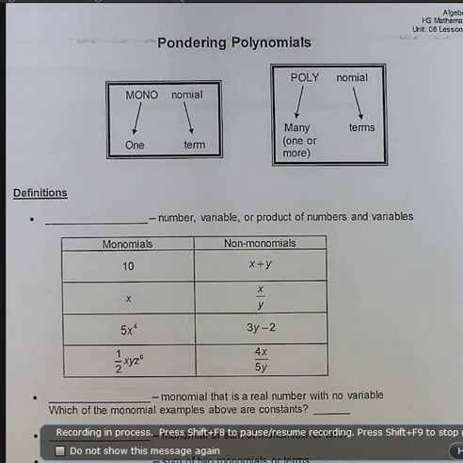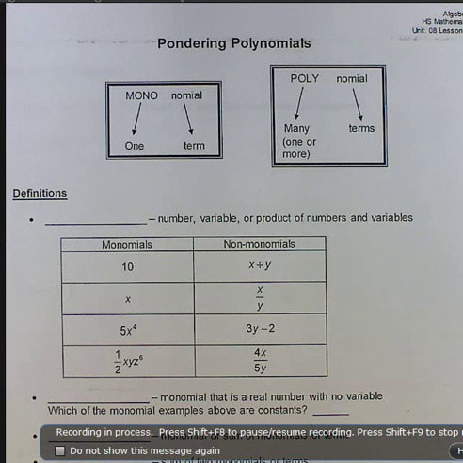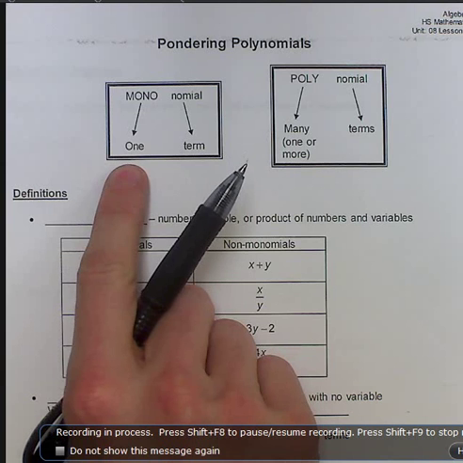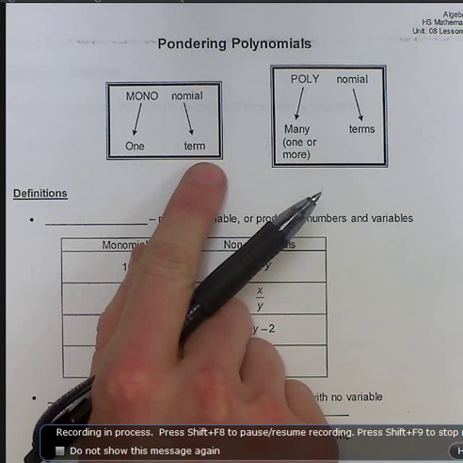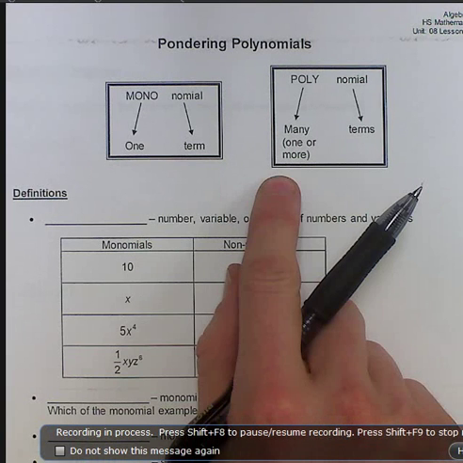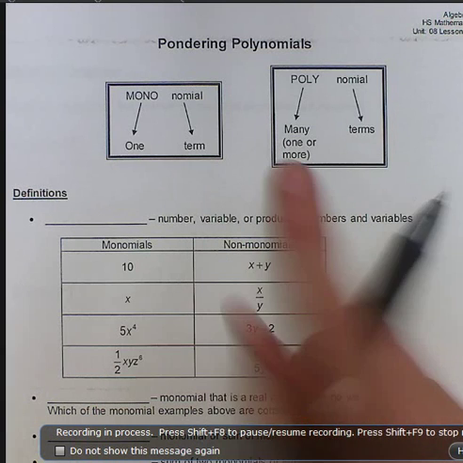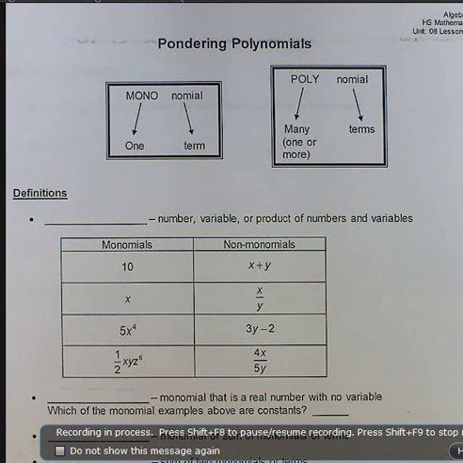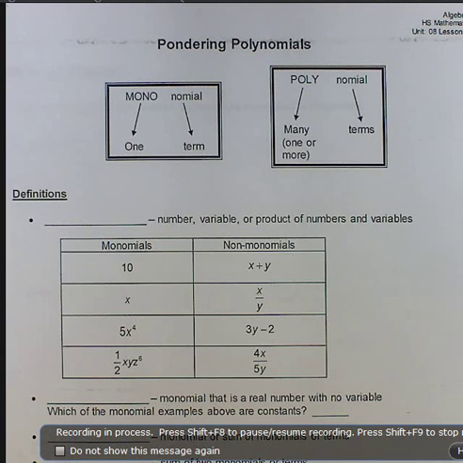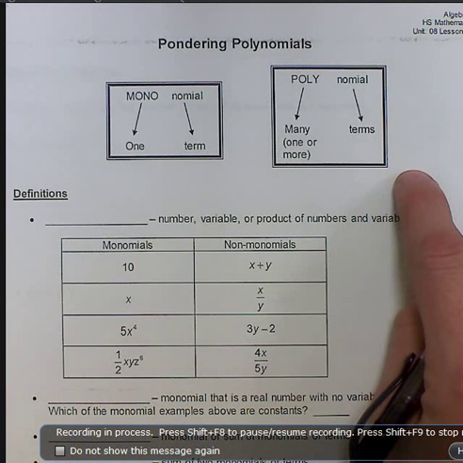The first thing that we need to do is go back and review the vocabulary. First thing, if you take a look up top, monomial means one term. Polynomial is many terms. It can also mean one. Typically, though, when you see polynomial, you're talking about more than one term.